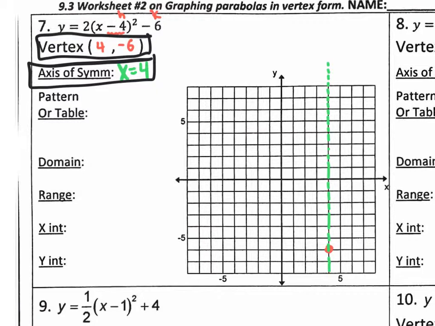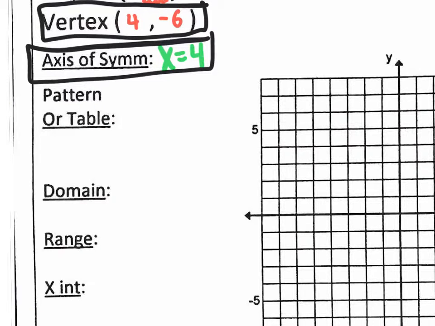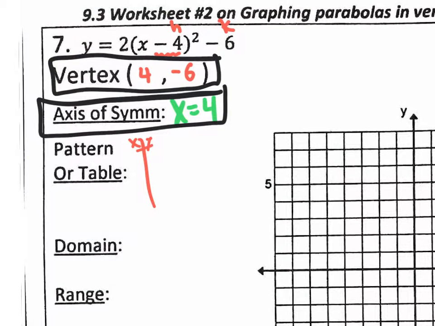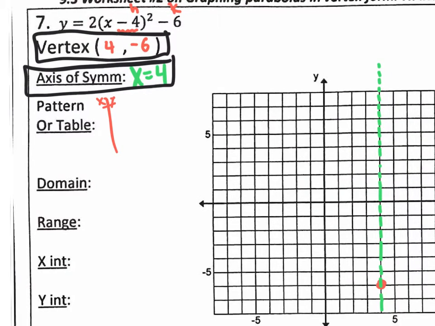Now let's go. We need more coordinates, so we either use a pattern or a table. I want to do both just so you guys could get to choose which one you feel more comfortable with. So if we want to use a table, you're going to make an XY table. Actually, let me zoom in a little. So if I want to use a table, you need to plug in some easy numbers for X and pull out some numbers for Y. And you want values to plug in that are on the same side of the axis of symmetry. So give me 2 numbers that are on the same side, very close to this X value of 4.